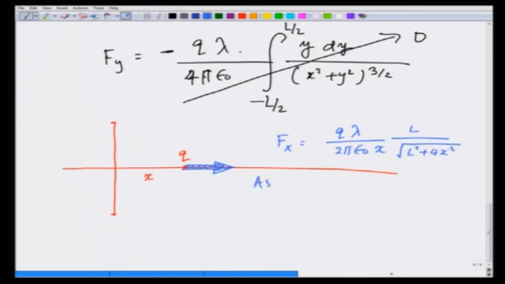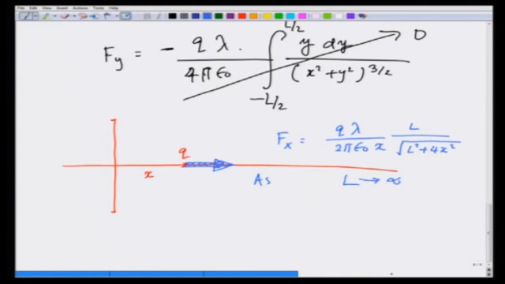As L tends to infinity, that means the line becomes of infinite length. You can see that f x goes to q lambda over 2 pi epsilon 0, 1 over x, a well known result. Let us take example 2.